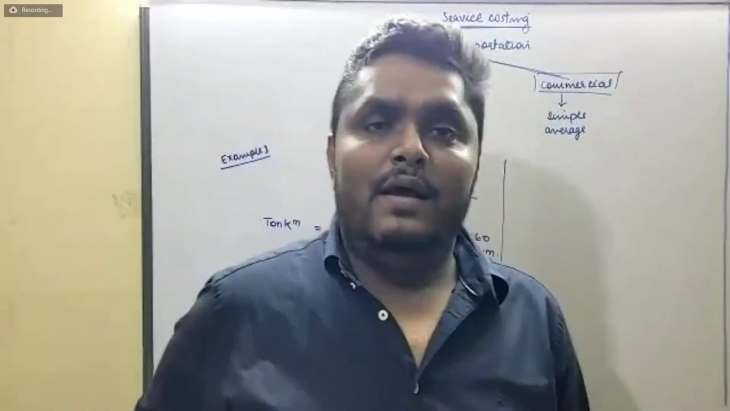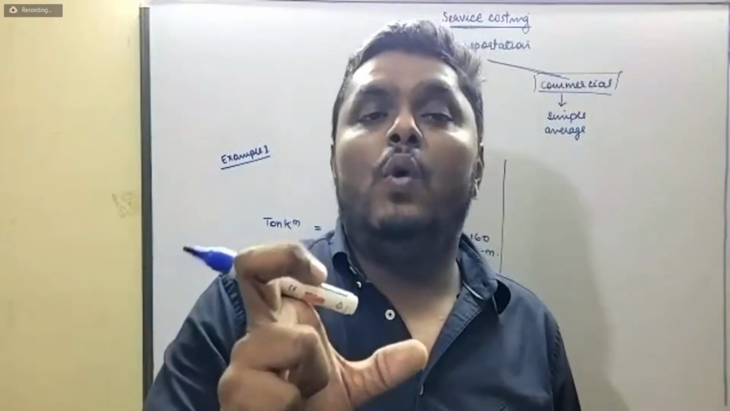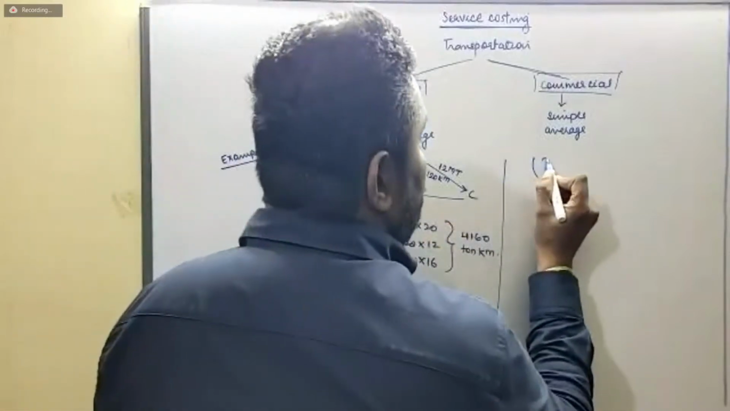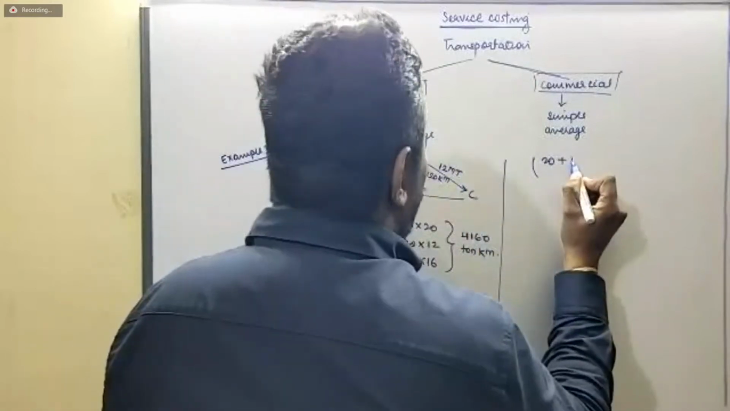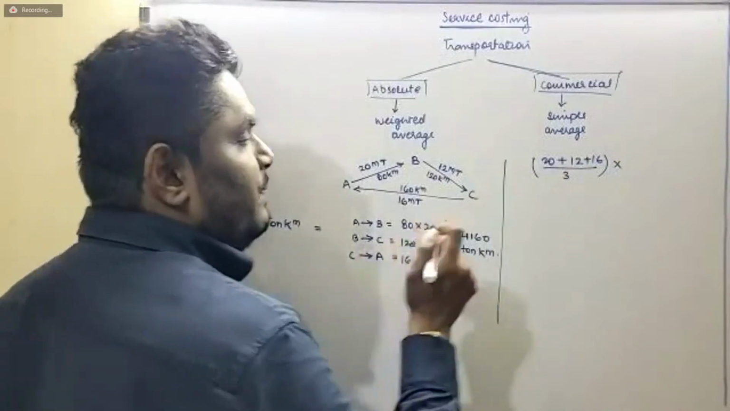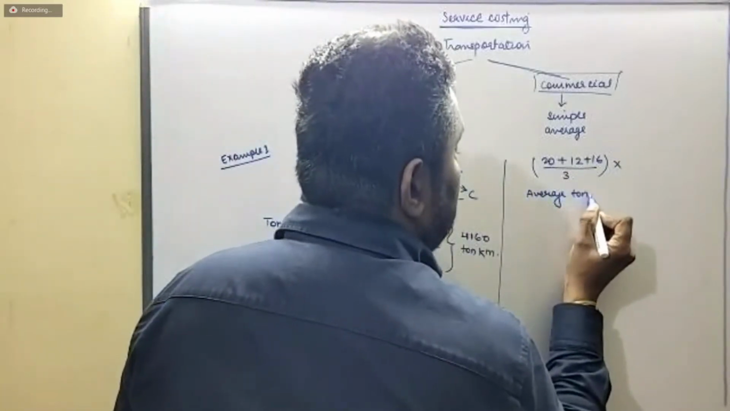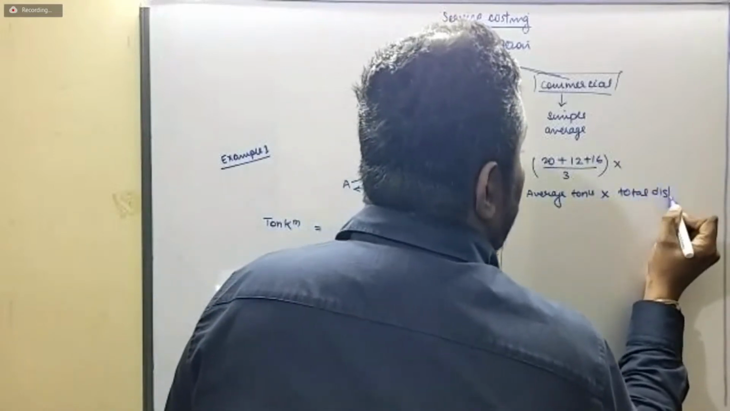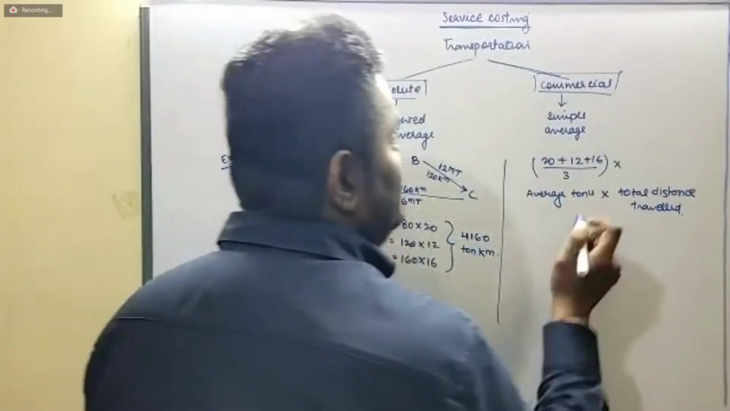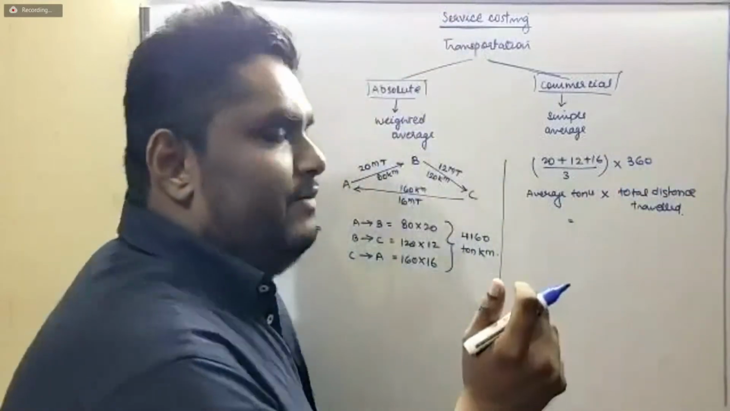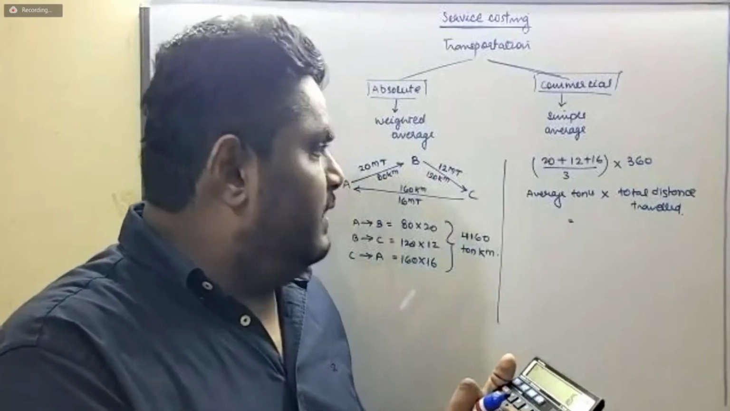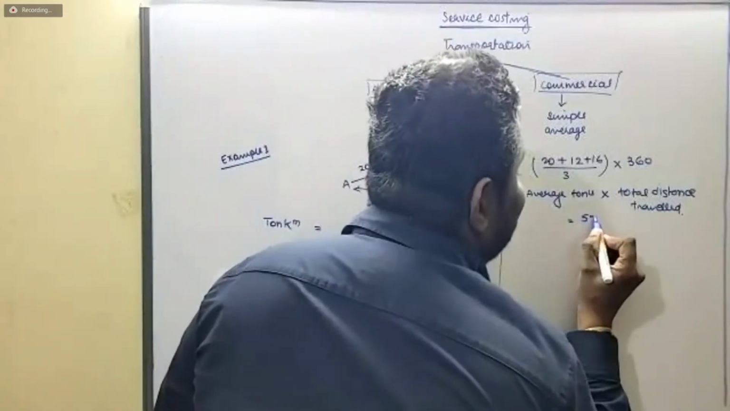When talking about the commercial ton kilometer, we have to calculate the average quantity of the units that are transported. So here, the average number of goods that are transported is how much? 20 from A to B plus 12 from B to C plus 16 from C to A, divided by 3, into the total distance traveled. So total distance traveled is 120 plus 80, 200 plus 160, that is 360. So by the simple average method, the average units traveled are 20 plus 12 plus 16 divided by 3, into 360 kilometers, the total kilometers. So this will be 5760 ton kilometer.